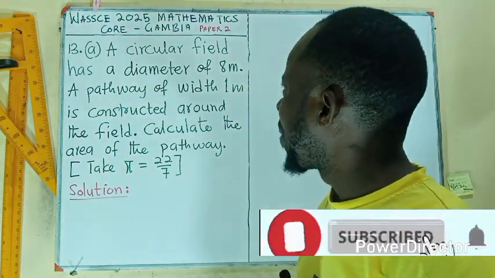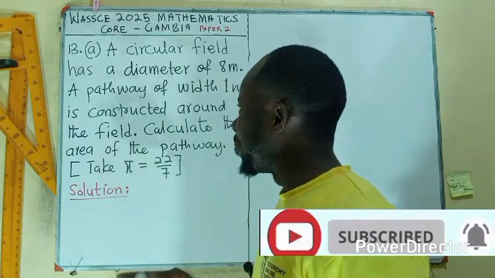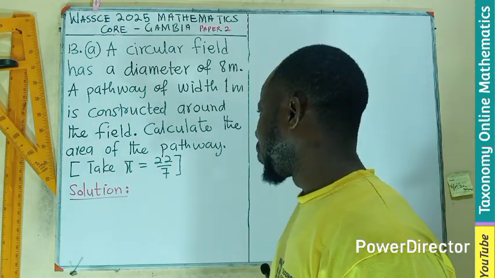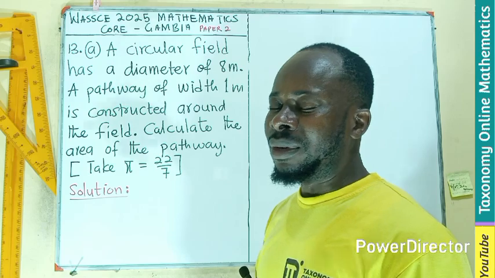We have a circular field that has a diameter of 8 meters. A pathway of width 1 meter is constructed around the field. We have to calculate the area of the pathway that is around the field.